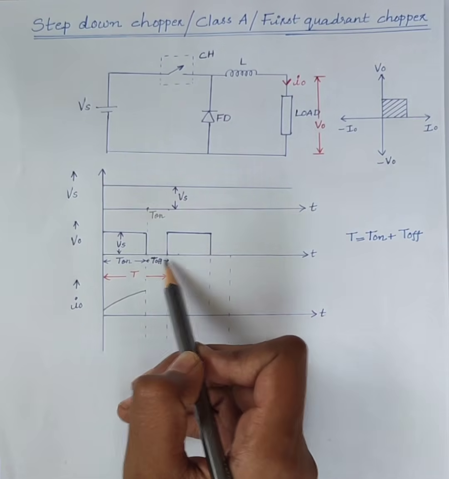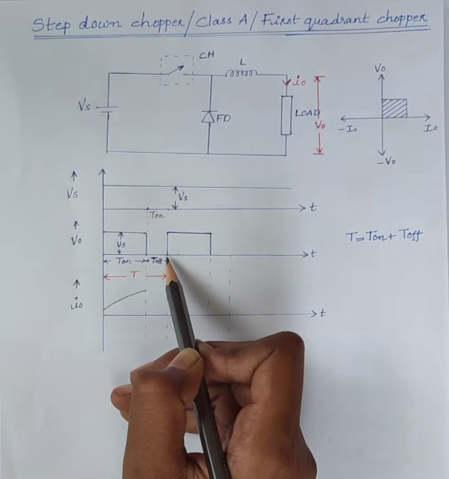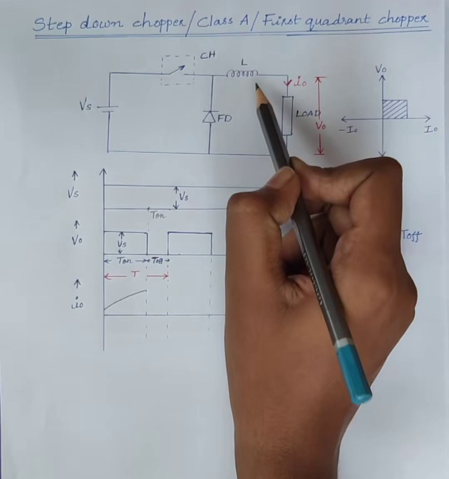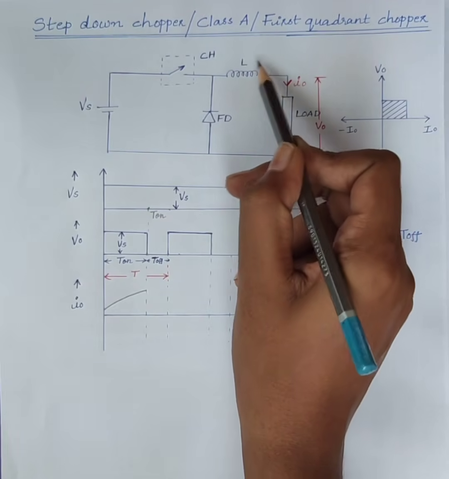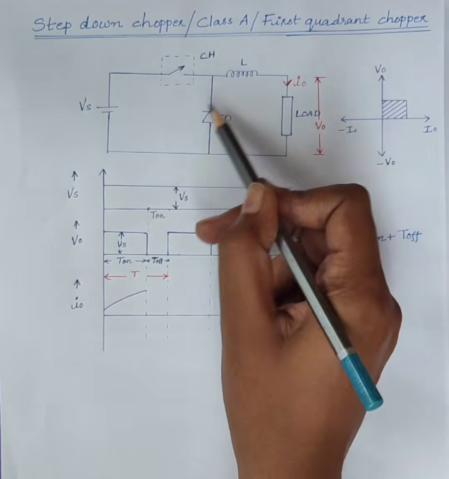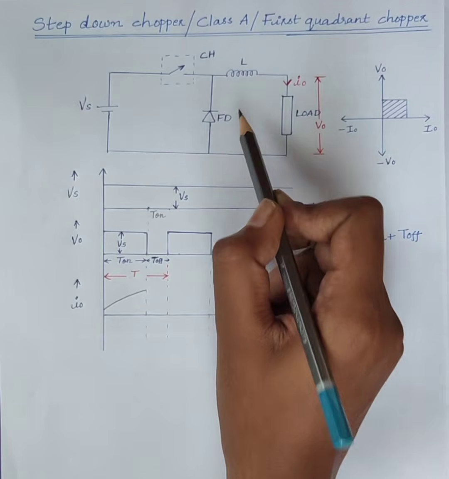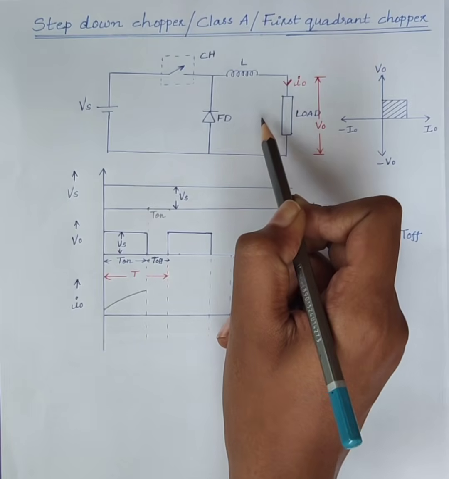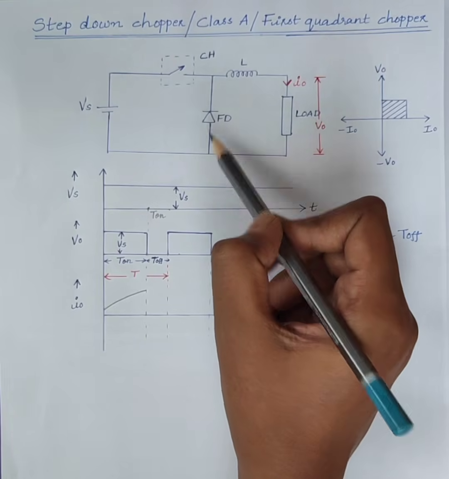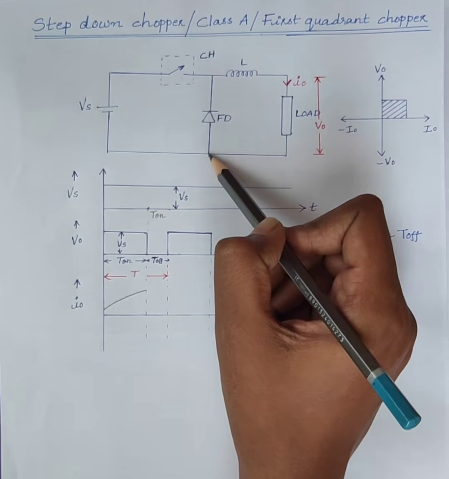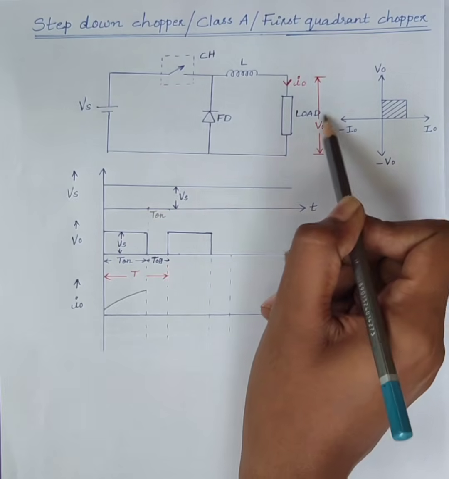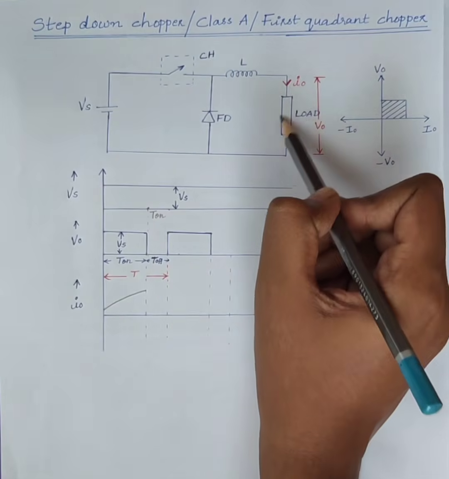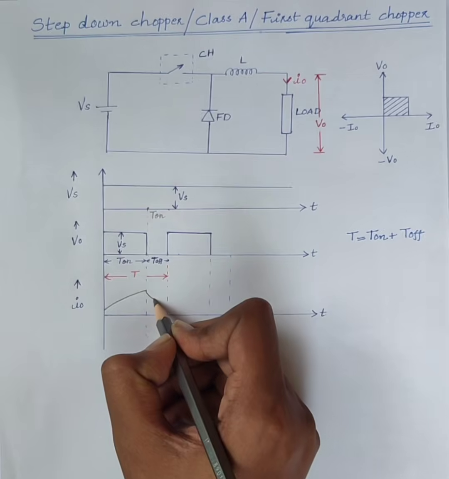During the interval T off, that is from T on to T off, the chopper is in the off state. But due to the energy stored in the inductor, the freewheeling diode is forward biased and the load current I0 flows through the freewheeling diode. As a result, the load terminals are short circuited by the freewheeling diode and therefore the output voltage V0 is equal to 0 and the output current decreases gradually.